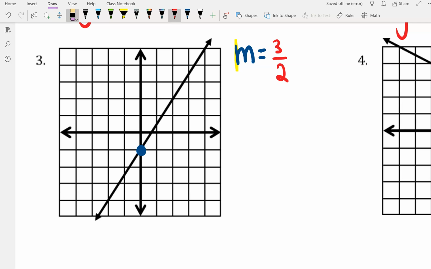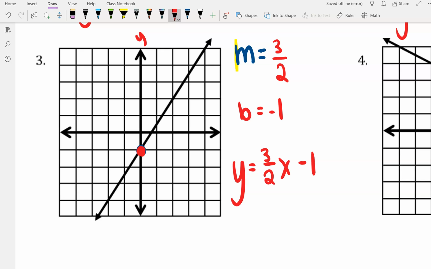And now we need to find the b. The b is where it crosses this y-axis. So it crosses the y-axis down here at -1. So we write our equation, y equals 3/2 x plus b. Well, in this case, b is negative, so it's going to be -1, not +1.